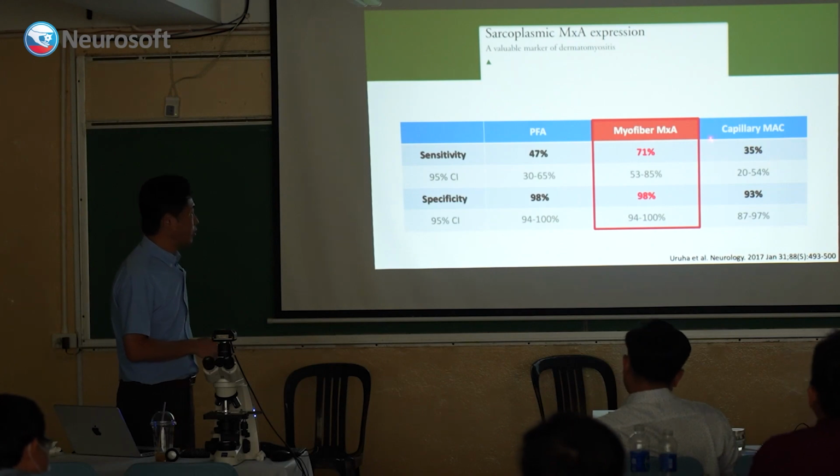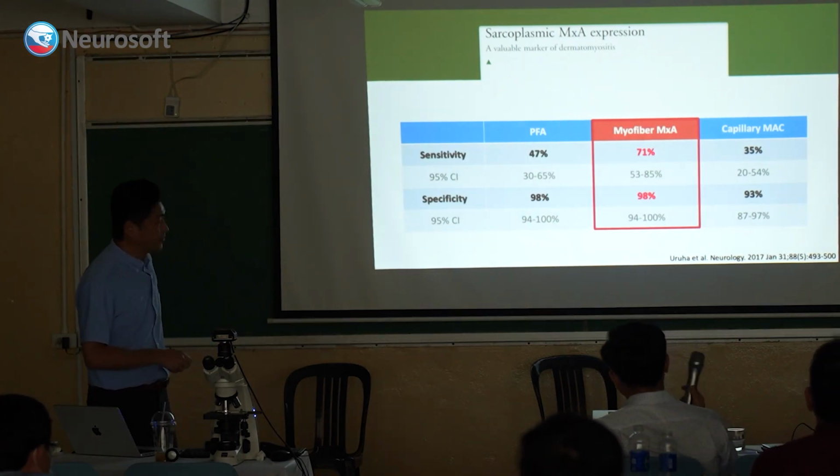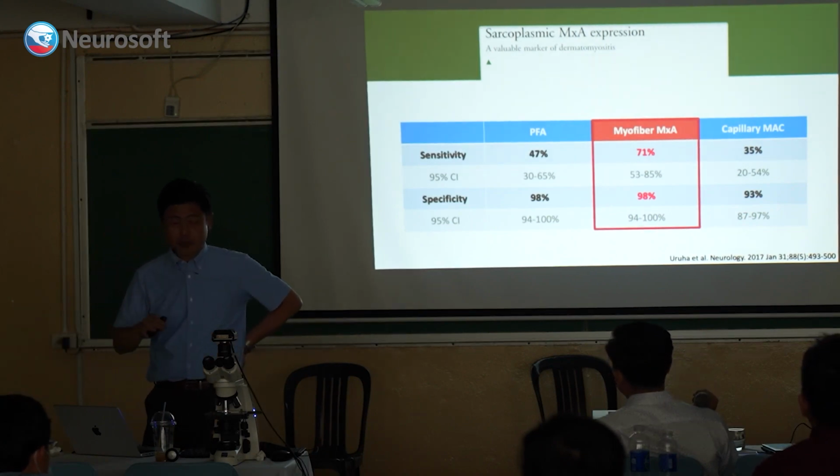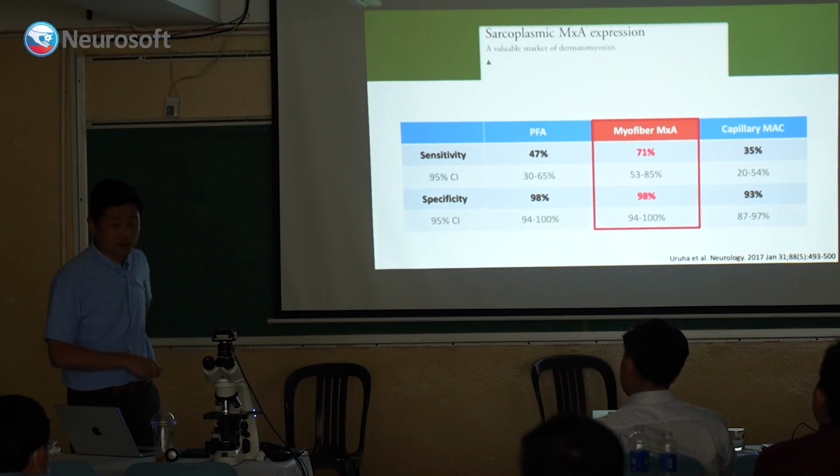This is also the case for capillary MAC deposition. Specificity is 93%, a little bit lower, but still, if you have it, you can make a diagnosis. But the problem is sensitivity is even lower.